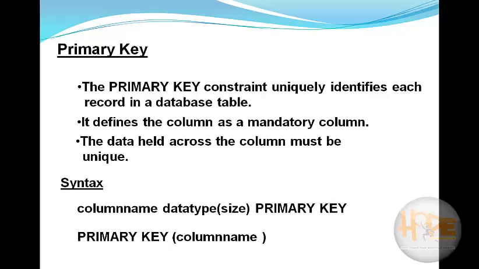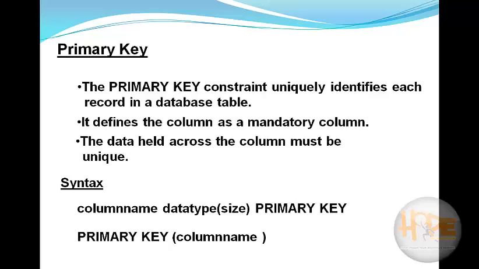What is a primary key? The primary key constraint uniquely identifies each record in a database table. A primary key column in a table has special attributes. It defines the column as a mandatory column, that means the column cannot be left blank. Second, the data held across the column must be unique.